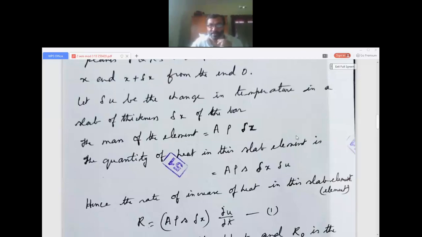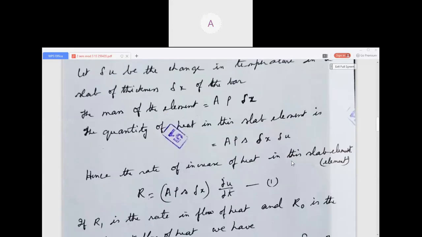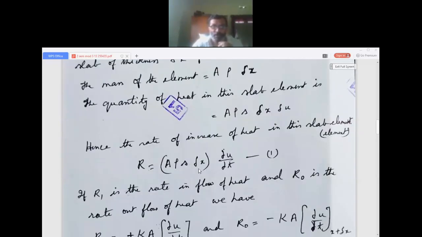Now you can see here that the rate of increase of heat in this slab element. What will be the rate of increase of heat? That is taken as R. A rho S delta x delta U is just the quantity of heat. So for the rate of heat, you have to differentiate by t. Rate means you differentiate by dou t. So R is equal to A into rho into S into delta x into dou U by dou t. Take dou U by dou t as 1.